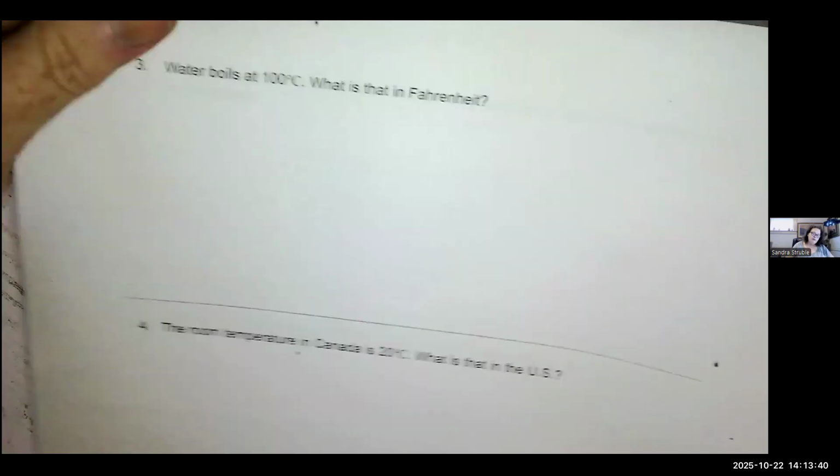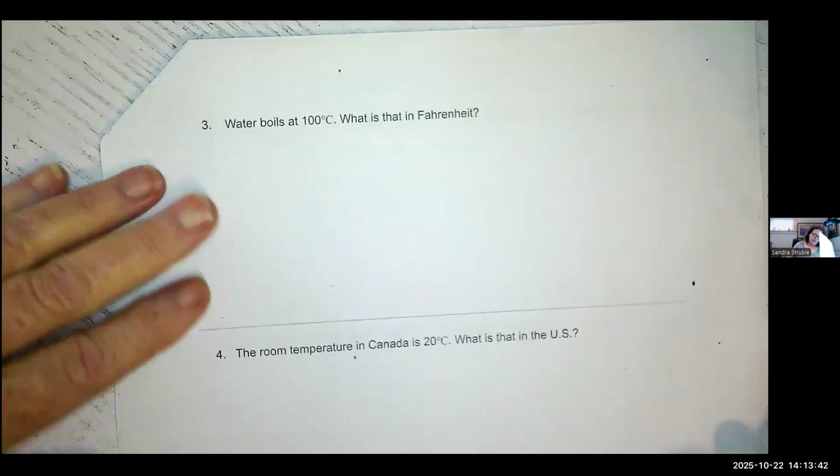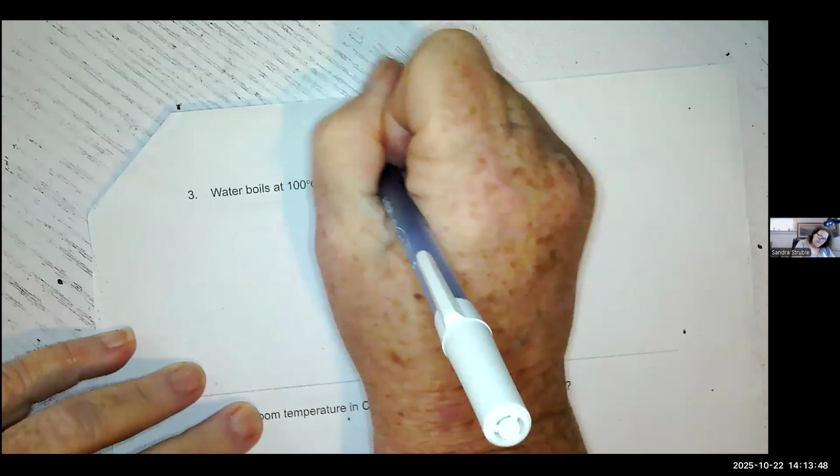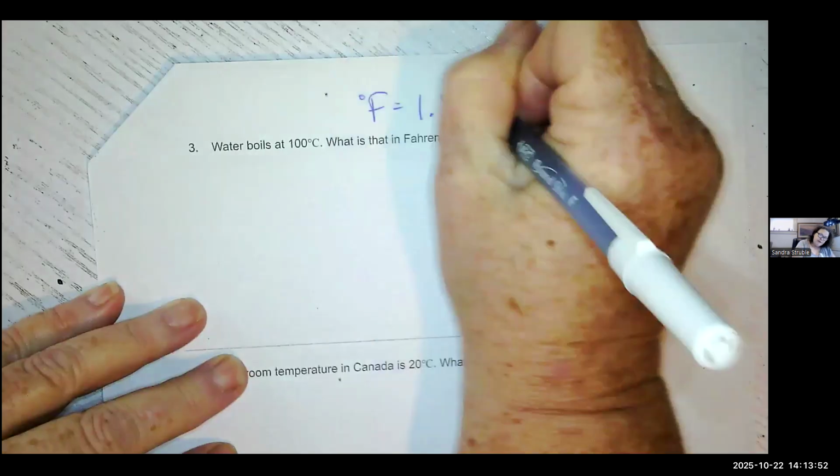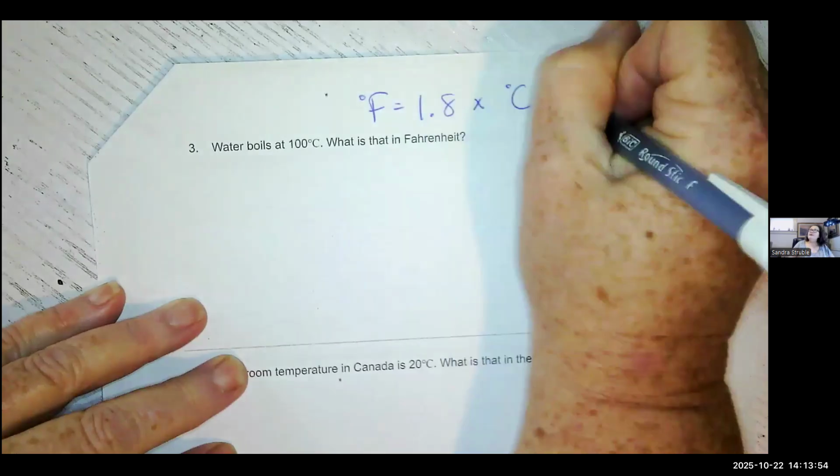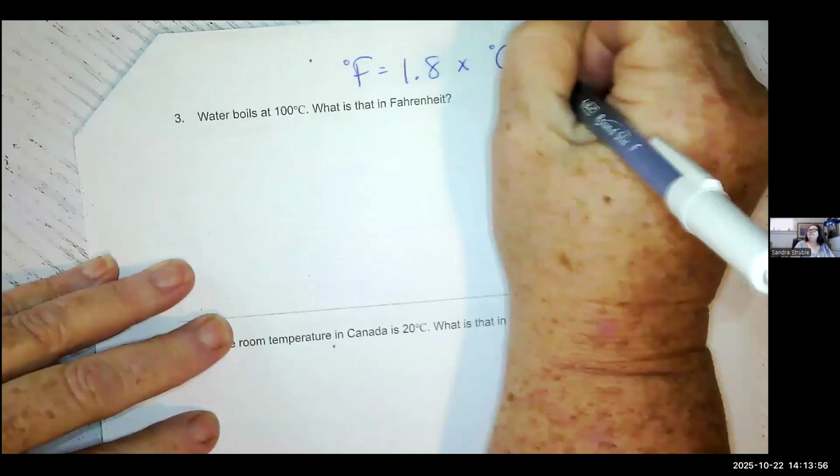Now water boils at 100 degrees Celsius. Now we're looking for the Fahrenheit. So I'm going to rewrite that formula over here. Fahrenheit is 1.8 times the degrees Celsius and then plus 32. There's no parentheses on this because there's no dividing.